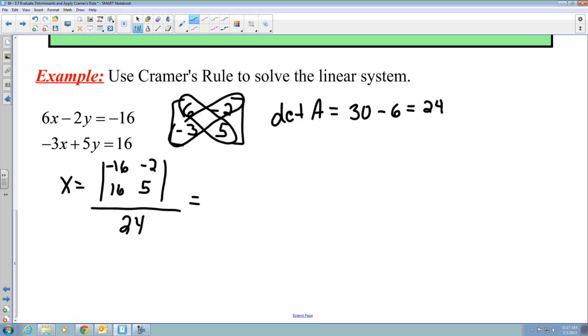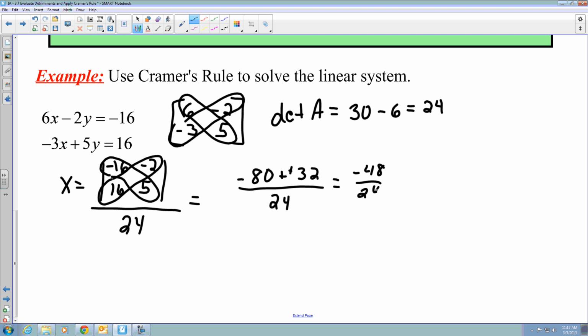So if I use this value here, negative 16 times 5 will give me a negative 80, minus 16 times a negative 2, which gives me negative 32. This goes plus plus, divide that by 24. And then negative 80 plus 32 gives me a negative 48, divided by 24. And then my x comes out to equal negative 2.